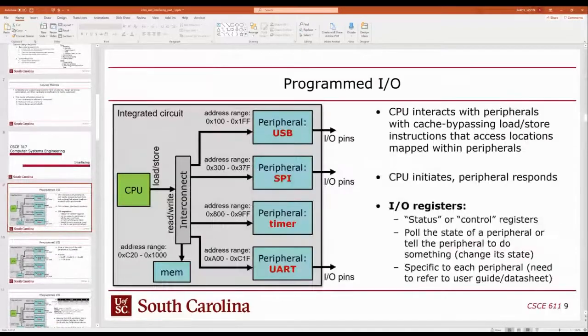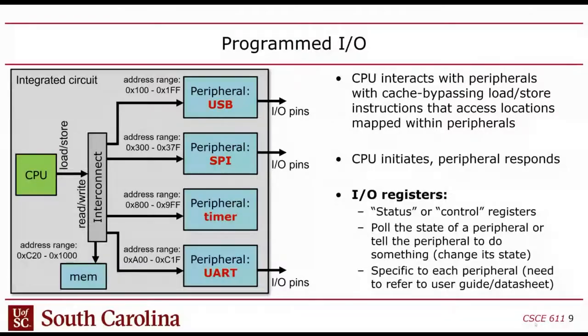Okay, so this is a system on chip. The point of this is that the CPU communicates with peripherals through load and store instructions through special memory addresses. That's the main way that the CPU initiates communication with peripherals. The communication is handled through I/O registers, sometimes called status and control registers, but that term is a little out of date at this point.